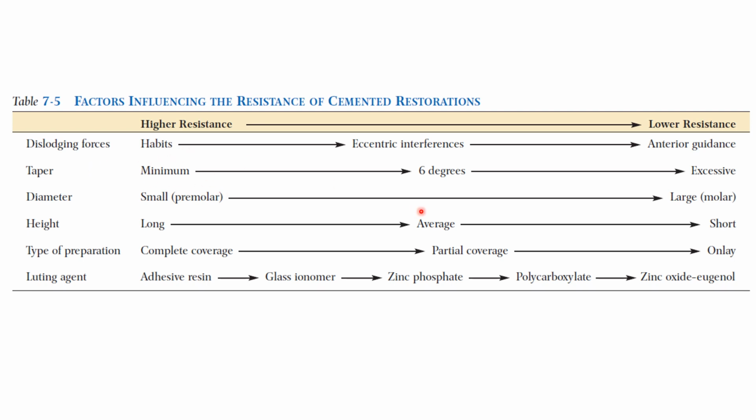The taper should be minimum or at least 6 degrees. The diameter, if you have a small one, you'll have higher resistance. Bigger will have lower resistance. So you should keep it sufficient, guys. Okay. Height: long, average, and short. Type of restoration, complete coverage is always advisable. Luting agent, adhesive resin is always advisable, right?